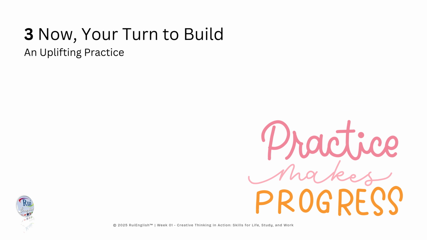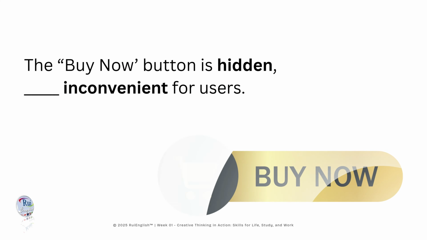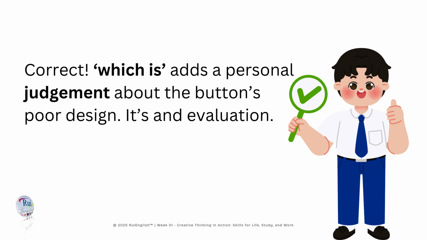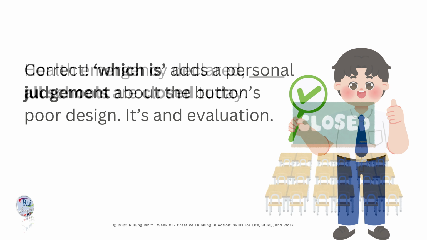All right, now it's time for you to try. Let's do a little practice. This is where you'll really get to feel just how empowering these tools are for crafting clear, insightful sentences. I'll show you a sentence, and you can figure out which tool fits best. Okay, here's our first one. What do you think is missing here? We're stating a fact, the button's location, and then we're adding a bit of a judgment about it. Exactly, which adds that personal evaluation. You're not just describing the layout. You're critiquing it and adding your valuable insight into the user experience.